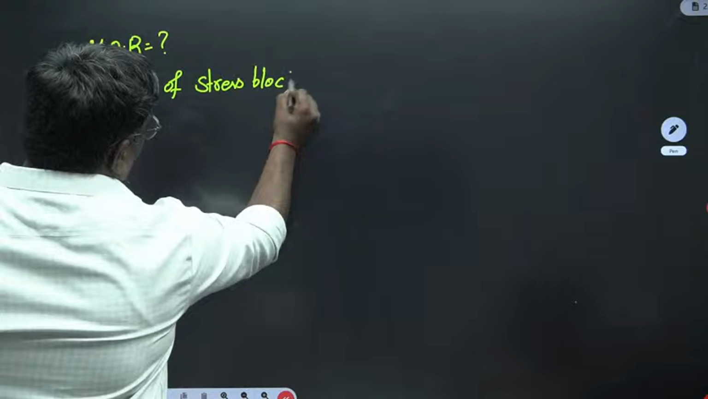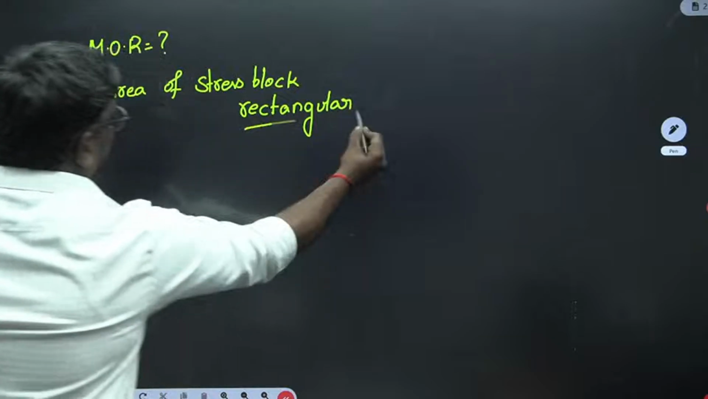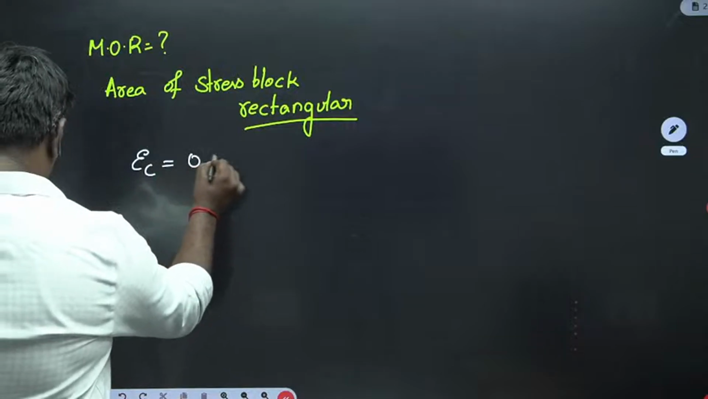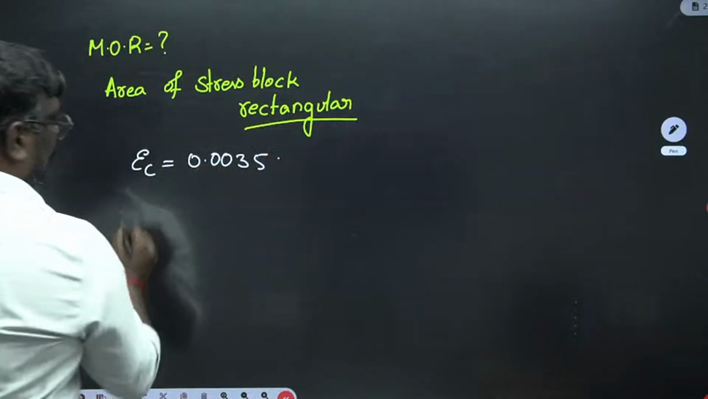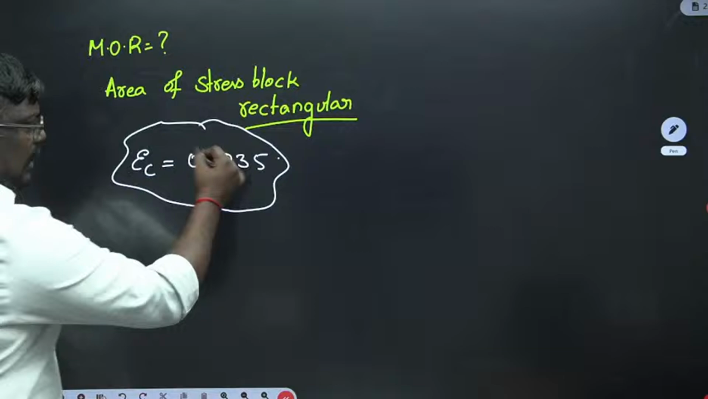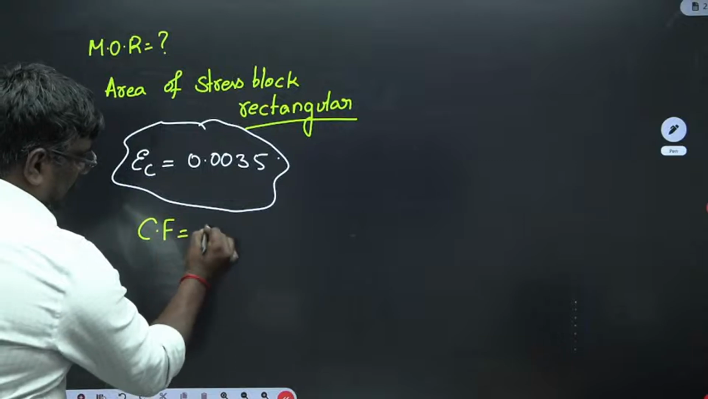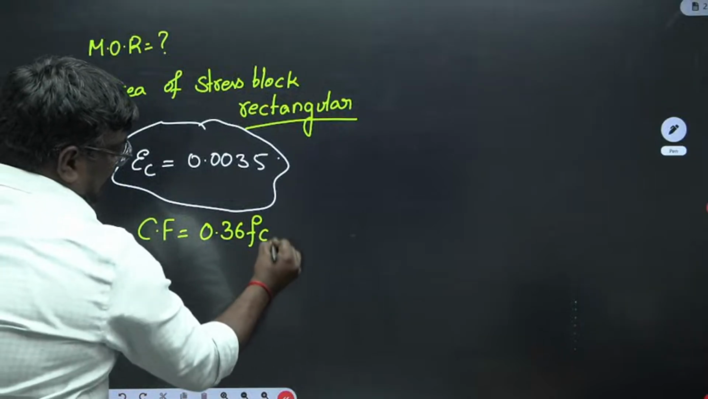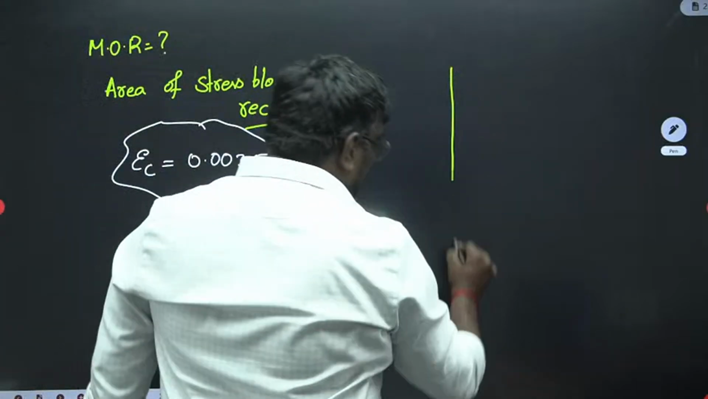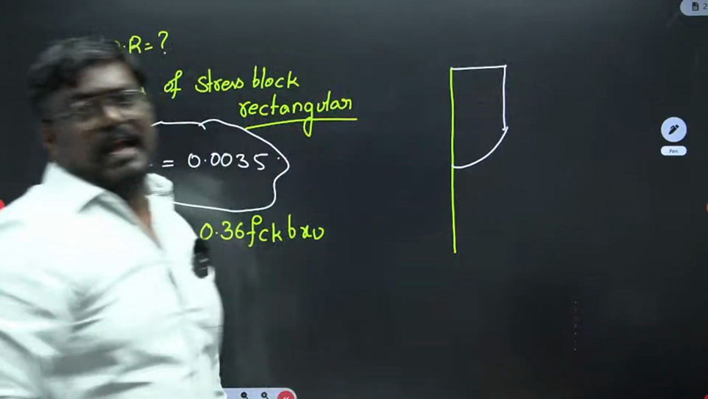In a rectangular portion. Okay, this is important, my dear students. Let me tell you, area of the stress block is in rectangular shape. Strain is given as 0.0035. Okay, now my dear students, let me tell you, all the things are same, remaining all the things. Now, if you see, compression force is also given, I think. Sorry, my dear students, compression force is 0.36 fck into b into xu. So everything is given and there is no change. So let me tell you, here instead of, actually it should be what, sir? It should be parabola, right? According to IS 456.